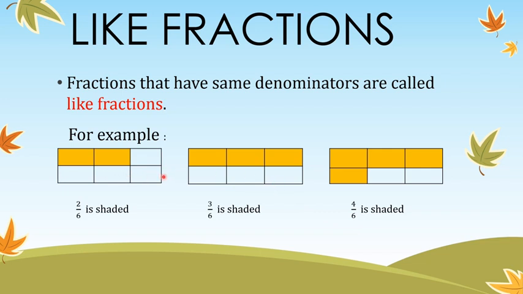All the figures are divided in the same number of parts. Each figure is having the same number of parts. So what are like fractions then? Like fractions have the same denominator. Here the denominator is 6 because the figure is divided in 6 parts. Here is also denominator 6 because the figure is also divided in 6 parts. And the third figure, here also the denominator is 6, because the third figure is also divided in 6 parts. So like fractions are fractions with the same denominators.